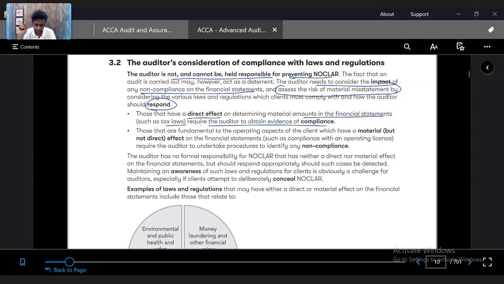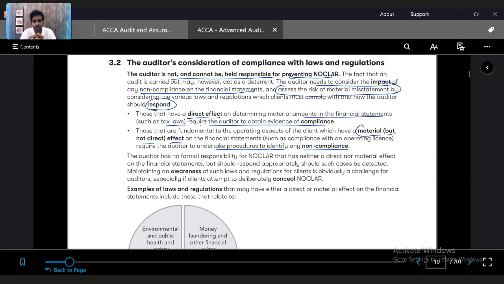They need to ensure that the entity is complying with those directly affecting laws and regulations. Anything that does not have a direct effect but has a material effect, like operating aspects, such as a huge penalty or huge fine, then they need to undertake procedures in such a way that they identify non-compliance. The auditors will define certain procedures to determine whether there is any indication of non-compliance or not.